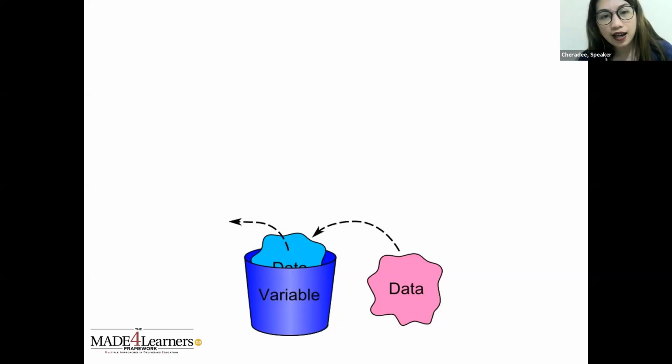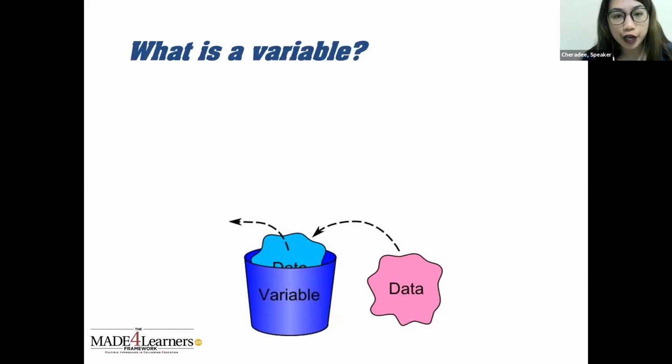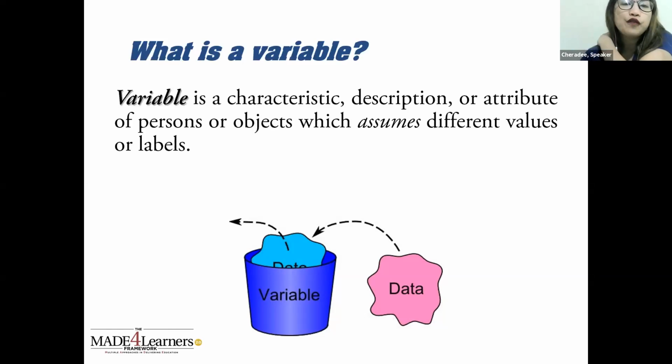Now let's learn more about a variable, okay? So a variable is a characteristic, description, or attribute of persons or objects which assume. So again, it's always okay to assume with statistics, okay? It assumes different values or labels depending on the persons under study, okay?